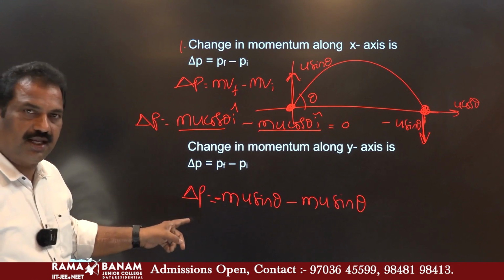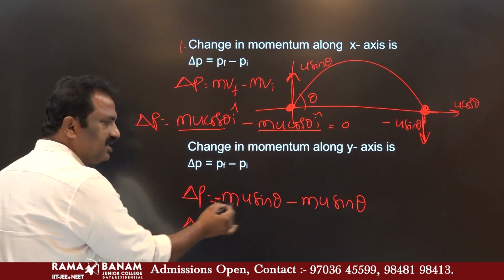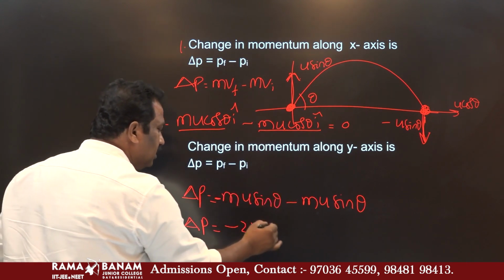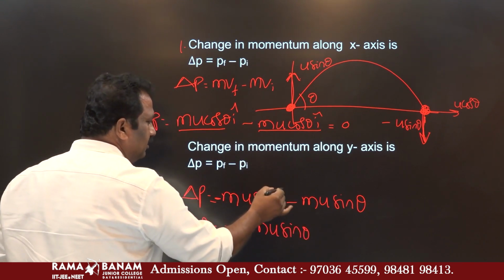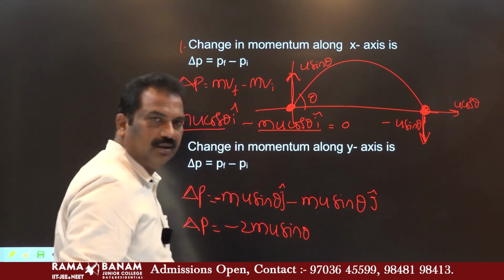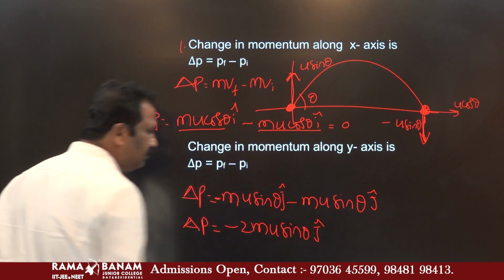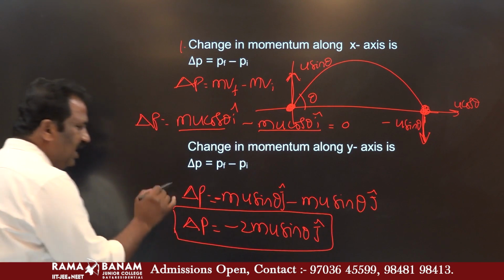Finally, what is the answer? Delta P is equal to the change in momentum, minus mu sin theta, which is nothing but minus 2 mu sin theta. Simply, we can take the vertical component, which we can also write as the j component. So the final answer is minus 2 mu sin theta j cap. This is the change in momentum along the y-axis.